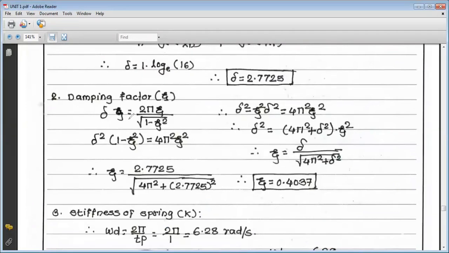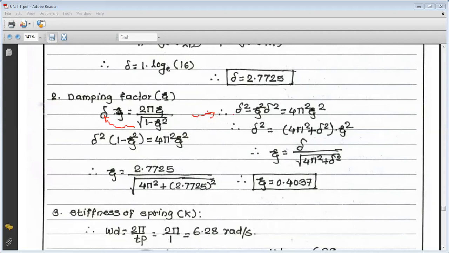If I square both sides and take the denominator to the left hand side, we get delta square into 1 minus zeta square, that is delta square minus delta square into zeta square, is equal to 2 pi whole square, that is 4 pi square zeta square. So this step is converted to this step by squaring, and the right hand division term goes to this side as multiplication.